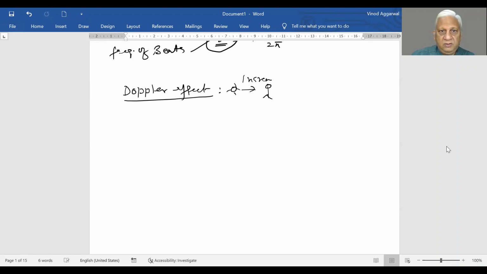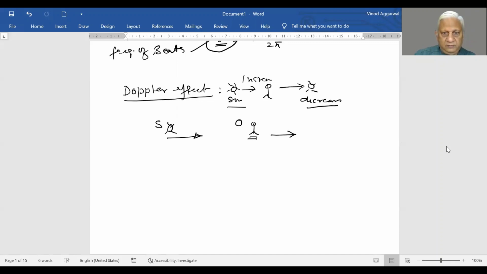This is source object. And when source goes away from you, frequency decreases. This is called Doppler effect. That means if you have a source and an observer, it depends who is moving which way. One condition is that the observer is stationary and source is approaching observer or going away from observer. That is one condition. Second condition could be the other way around.